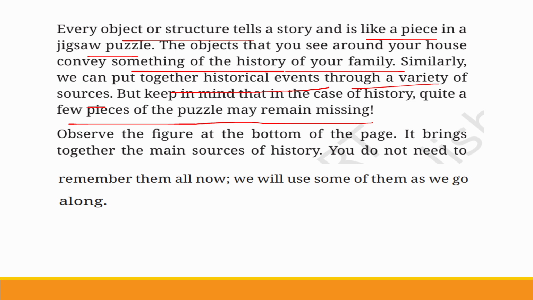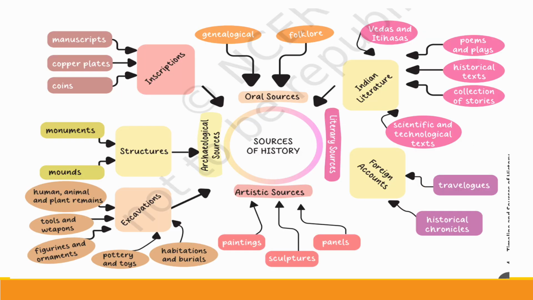Observe the figure at the bottom of the page. It brings together the main sources of history. You do not need to remember them all now. We will use some of them as we go along. Sources of history. There are different sources of history. We have oral sources, Indian literature, then foreign accounts, artistic sources, archaeological sources, inscriptions, etc.